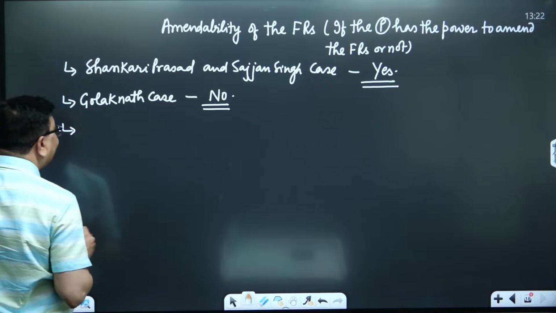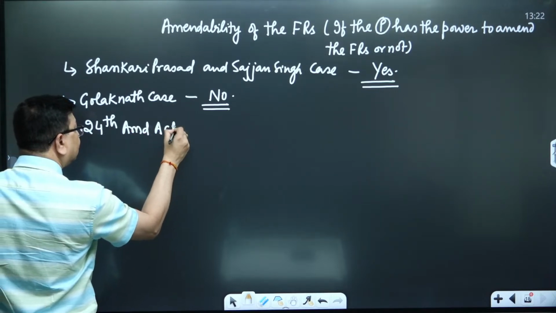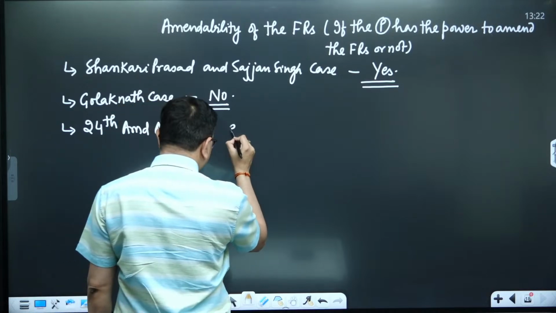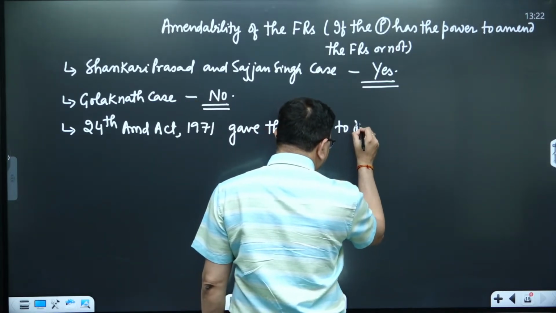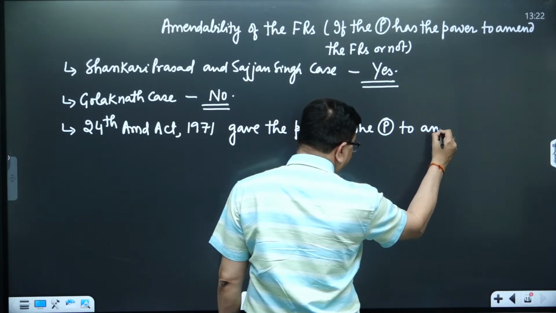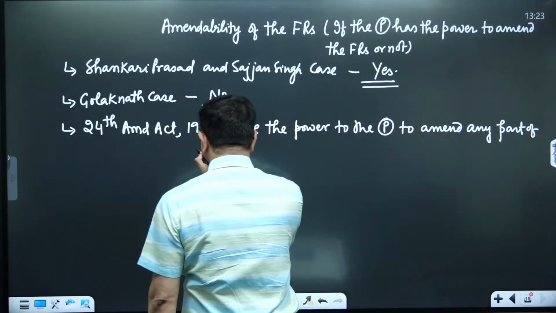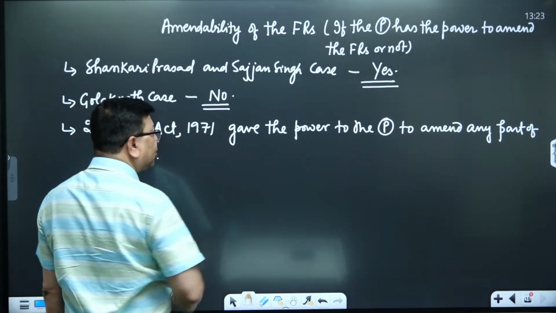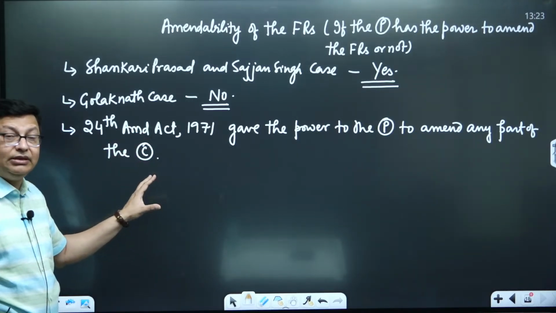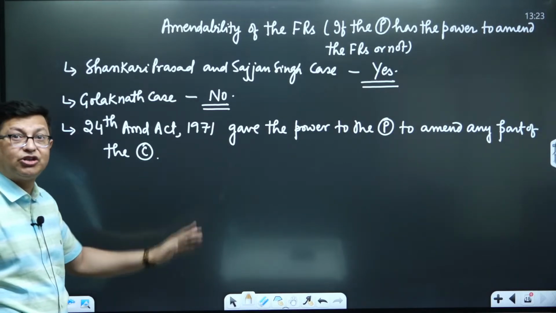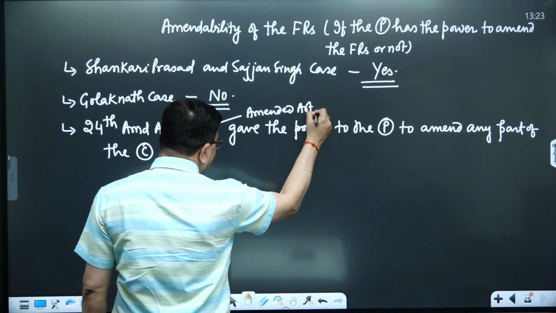Then after that, the 24th Amendment Act, 1971, gave the power to the Parliament to amend any part of the Constitution, that the Parliament has the power. So here Article 368 was changed and the Parliament was given the power to amend any part of the Constitution. So it amended Article 368.